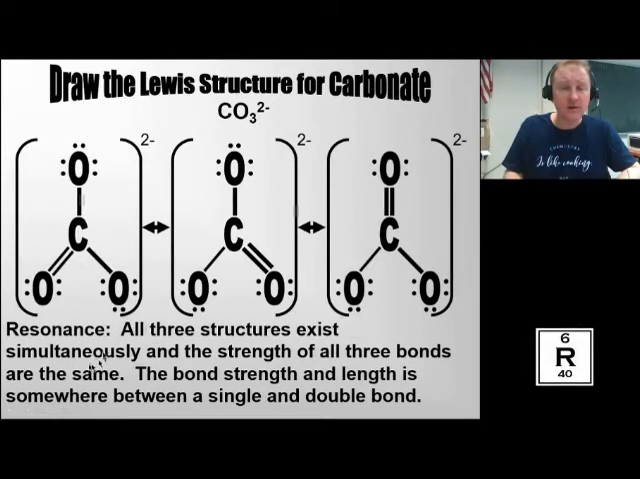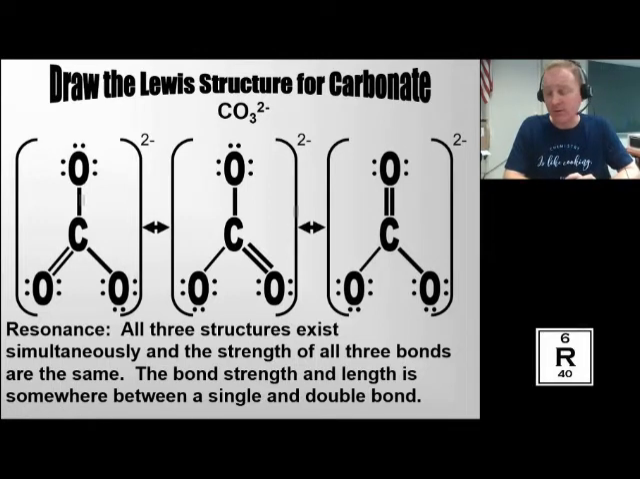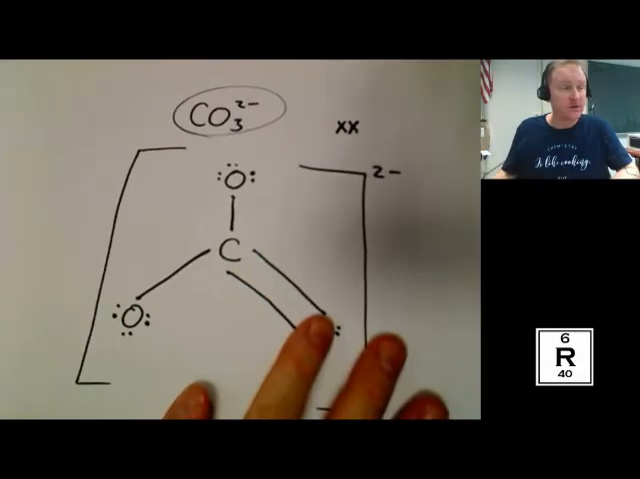So in this picture here, all three structures exist simultaneously, and the strength of all three bonds are the same. So none of these act as a single, and none of these act as a double. The bond length and strength is somewhere between a single and double bond. So resonance is different ways we can rearrange the electrons. I think that's the important thing to understand. When we did the Lewis dot structure, it was just different ways we could rearrange the electrons.